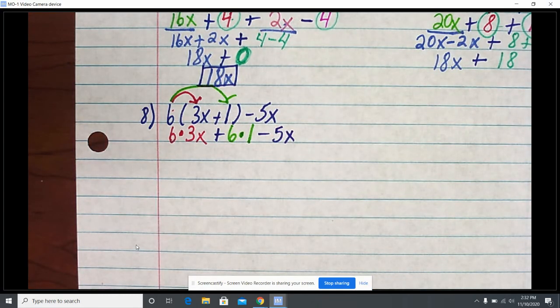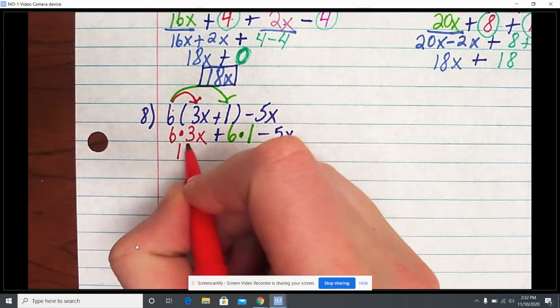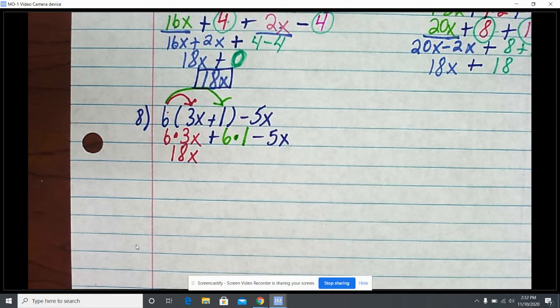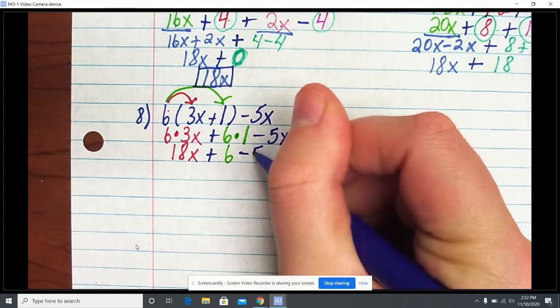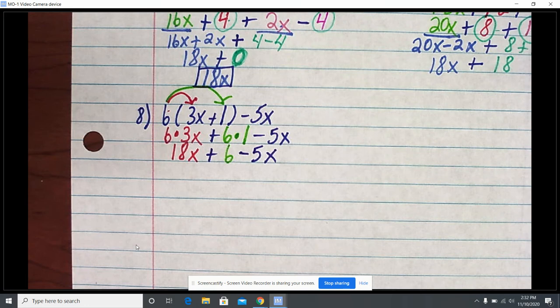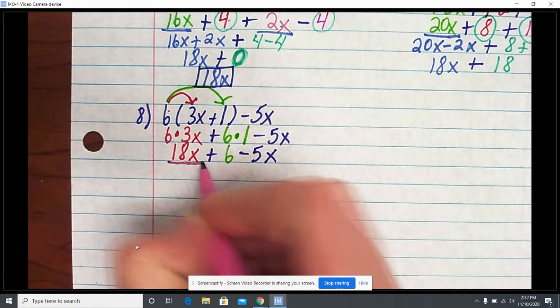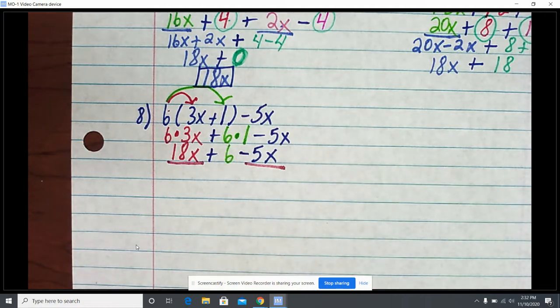Okay, so first things first, we got to work out those multiplication problems, or expressions, whatever you want to call that. So, 6 times 3x, 18x, plus 6 times 1, which is 6, and then drop down my minus 5x. Okay, so now I am going to underline my terms with x and then circle my constants.